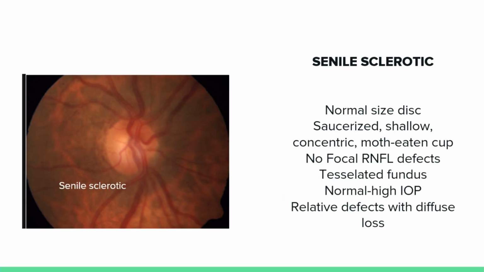Moving on to the senile sclerotic type. The disc is normal in size. It is saucerized, meaning this sloping is present. The cup is shallow, concentric, and has a moth-eaten appearance. There are no focal RNFL defects. The fundus is tessellated in appearance, with normal to high IOP, and visual field defects with diffuse loss.